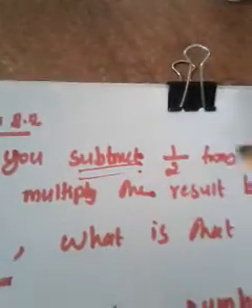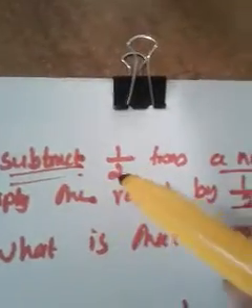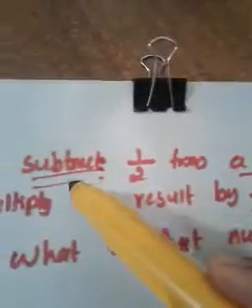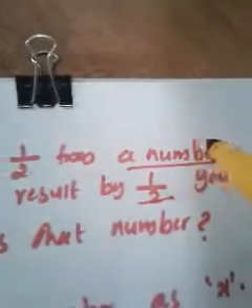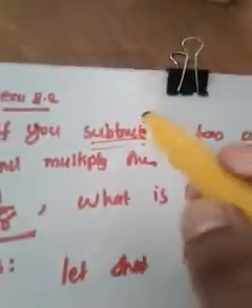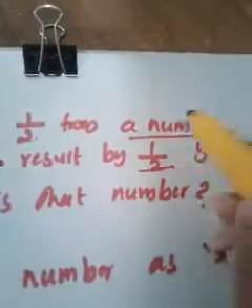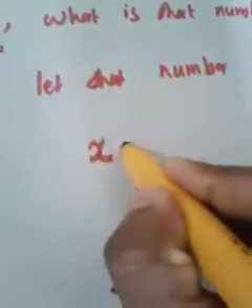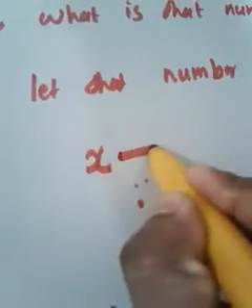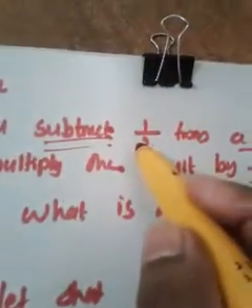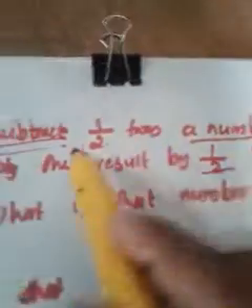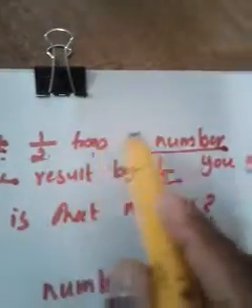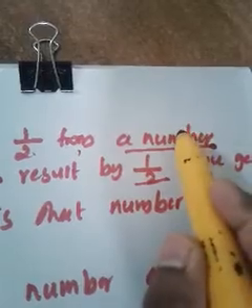What am I going to do? I am going to subtract 1 by 2 from that number. What operation am I going to make? Subtraction. Which number? 1 by 2 from that number. That number I mentioned as x. So write x first. Then which operation do I have to make? Minus, subtraction. What am I supposed to subtract? 1 by 2 from that number. So that number you are supposed to write first.